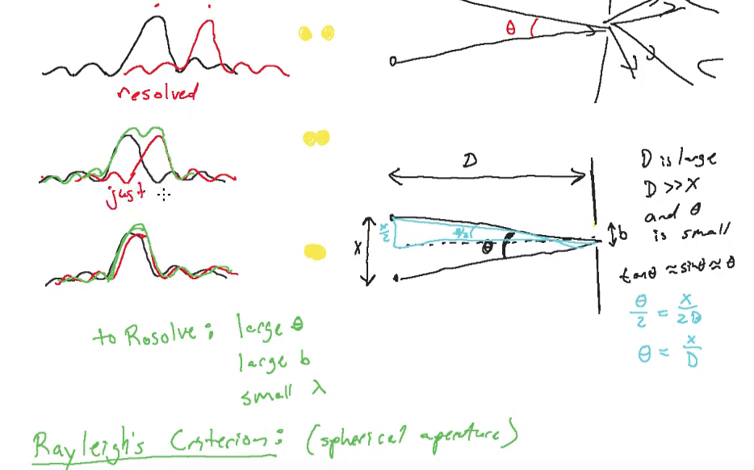You could just tell that they were two separate objects, and this then is going to be the boundary for Rayleigh's criteria. Over here, this is unresolved. So anything above the angle for Rayleigh's criteria, we're going to be resolved. Anything below it, we're not resolved.